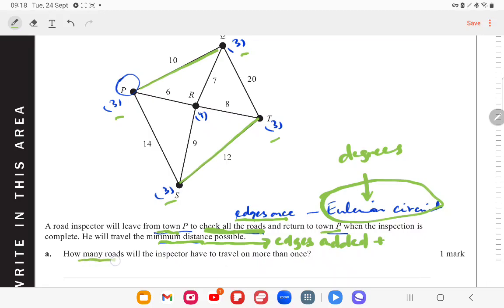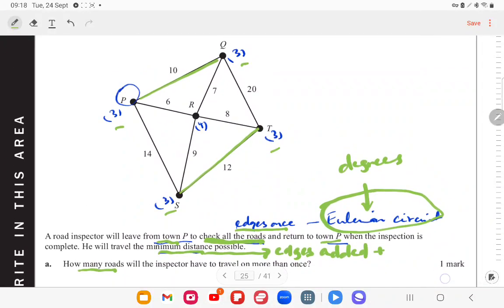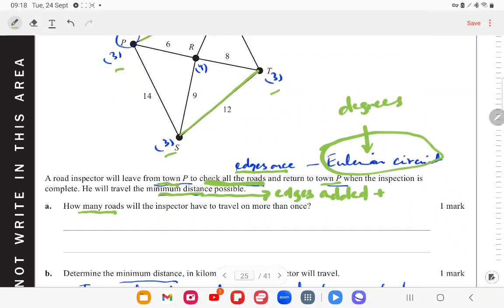They've asked how many roads. Often students make the mistake of actually listing the roads, P, Q, and S, T. Please read your question carefully. They've asked you how many, so 2 is the answer.